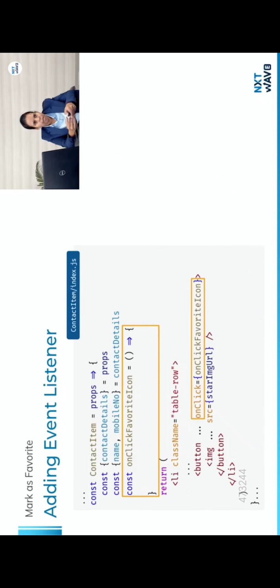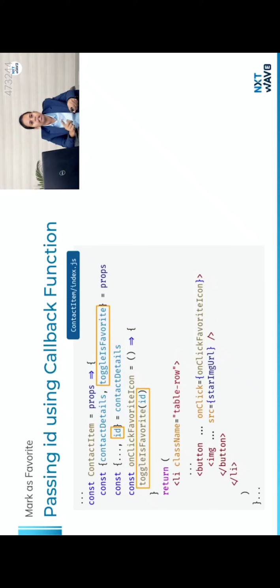Coming to the contact item, you can see that we have the button. So this is the star button. For the onClick, you can see the onClickFavoriteIcon method will be called. In the onClickFavoriteIcon, this is where we are going to call the toggleIsFavorite, which is being passed as a prop. So toggleIsFavorite is being passed as a prop to the contact item. We are calling this method inside this onClickFavoriteIcon, to which toggleIsFavorite we are passing the ID so that we can identify the contact item which we have to toggle. Okay, so let's do these steps first.